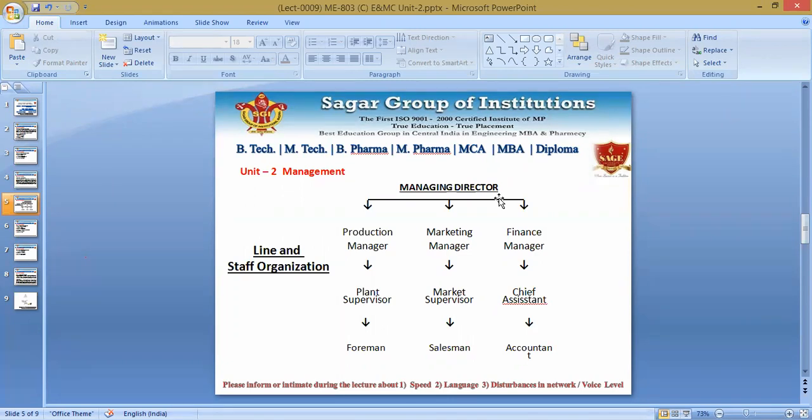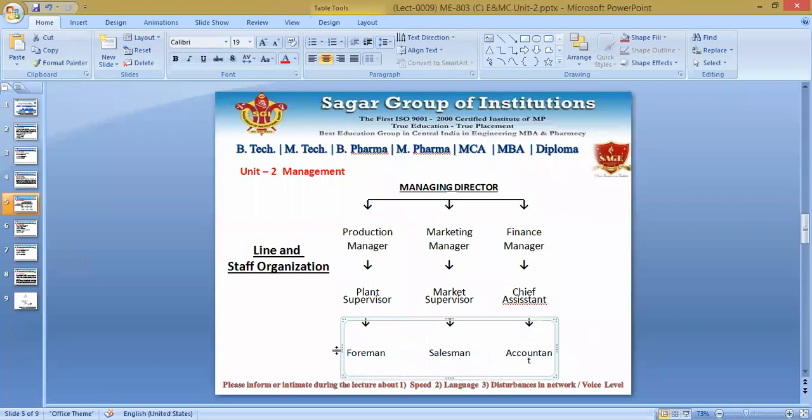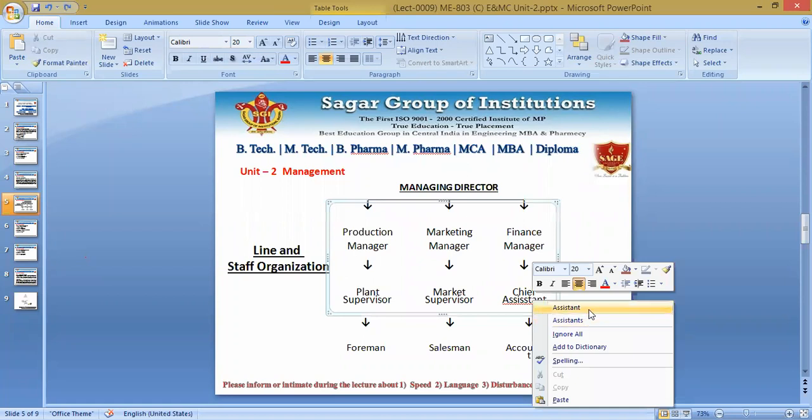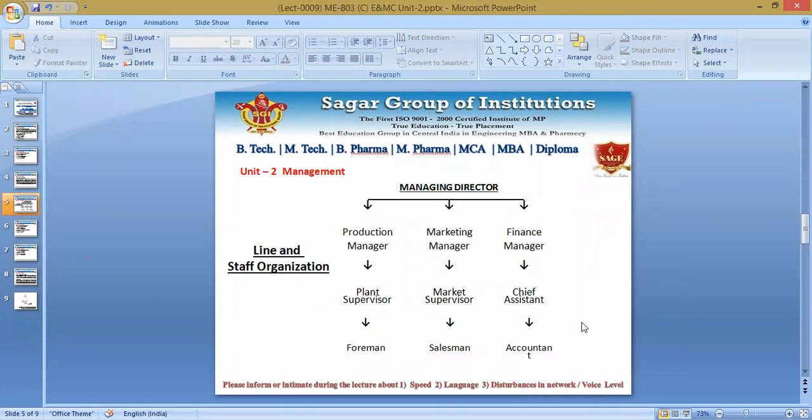So this helps in expanding the authority on the horizontal end. There comes the plant supervisor under the production manager, similarly market supervisor under the marketing manager, and the chief assistant under the finance manager. Under these, there are other positions: the plant supervisor has a foreman, the market supervisor has a salesman, and similarly the chief assistant has an accountant. So this is a structure which is a little bit broadened on the horizontal dimension also. So this is line and staff organization.